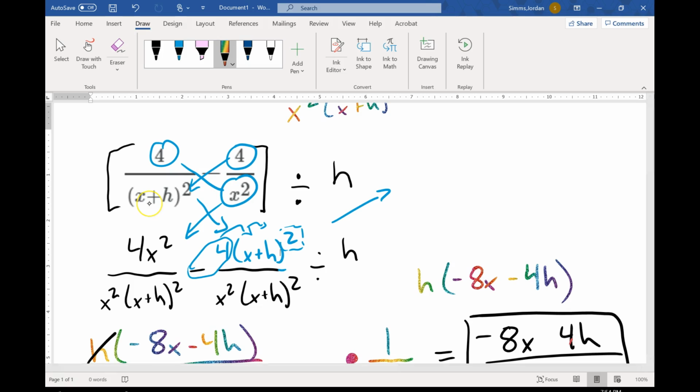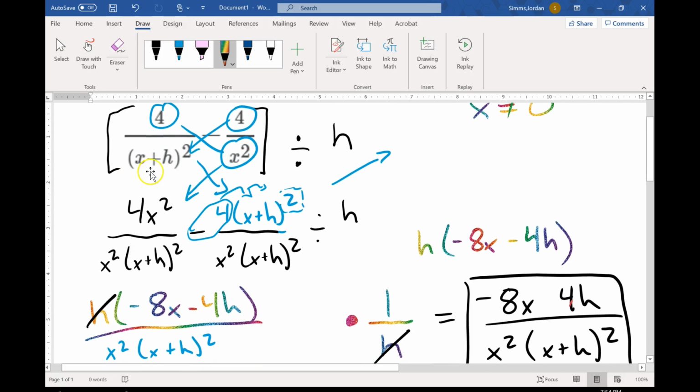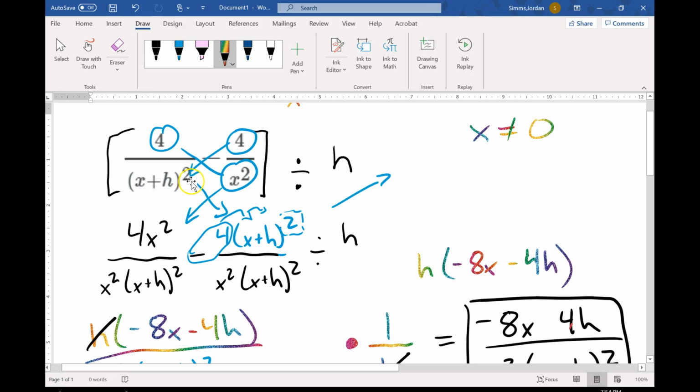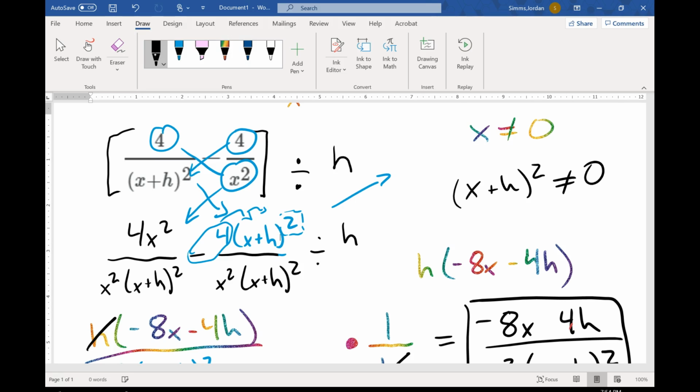So x can't be what? Well, it can't be 0, because here if x was 0, 0 squared is 0. That's not good. We don't want anything like that. Over here we have x plus h squared. Well, that whole thing can't equal 0, so we could do a little math on that. We could say x plus h squared cannot equal 0, and take the square root of both sides here. That gives us x plus h cannot equal 0, because the square root of 0 is 0.